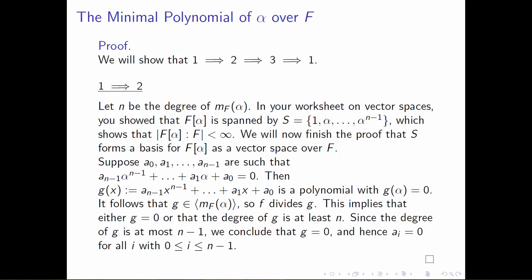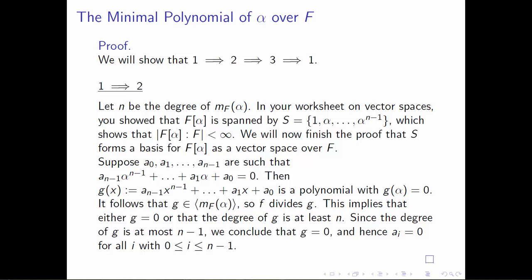What I want to do is go from here to a polynomial. I want to look at the polynomial g of x, which I'm going to define to be a sub n minus 1 x to the n minus 1 plus and so on plus a1 x plus a0. And it happens to be the case that if I plug alpha into this polynomial, I'm getting 0. It follows from what we did before that this polynomial g belongs to the ideal generated by m sub F of alpha, that minimal polynomial over F of the element alpha, and we can conclude that m sub F of alpha divides g.